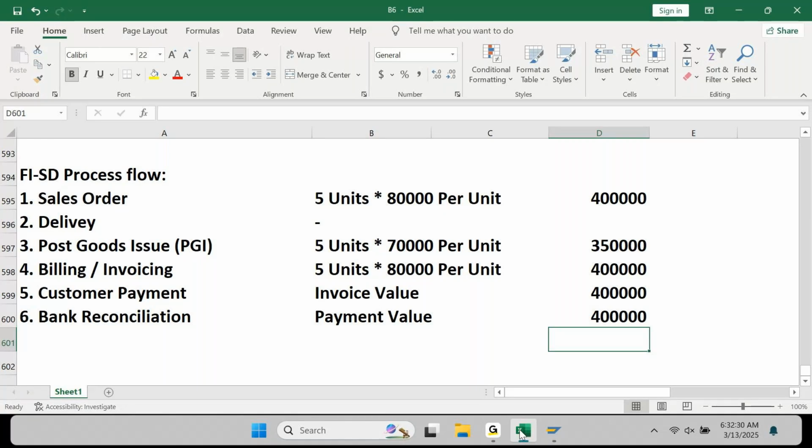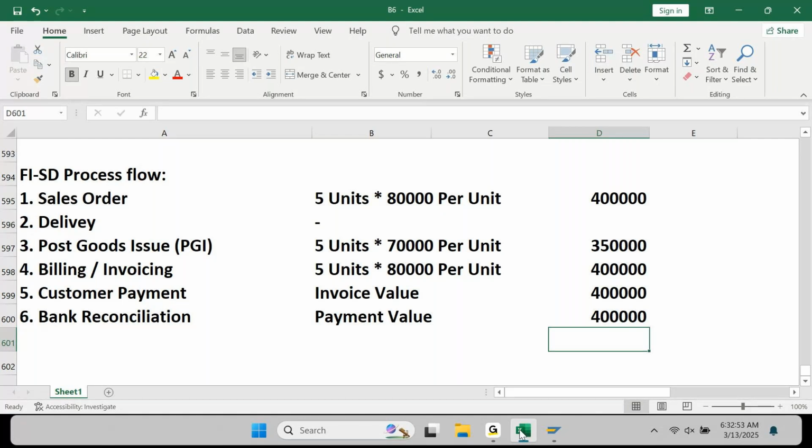Now everywhere, if you see, the full transaction is going with 4 lakh only, but there is only one place where it is a different, lesser amount. It is your PGI. In short, only at the PGI place we are booking the cost. Everywhere else you are booking at the selling price, the sales value.